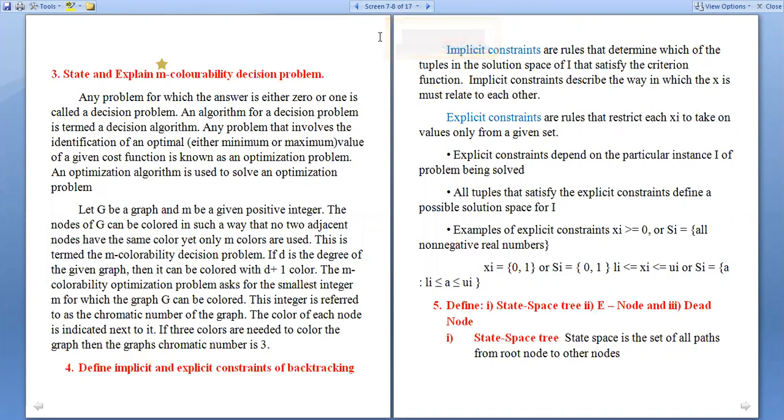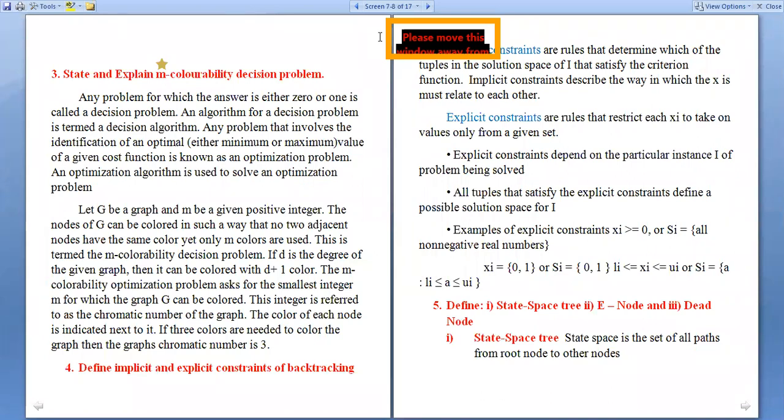This integer is referred to as the chromatic number of the graph. The color of each node is indicated next to it. So if 3 colors are needed to color the graph, then the graph's chromatic number is 3.